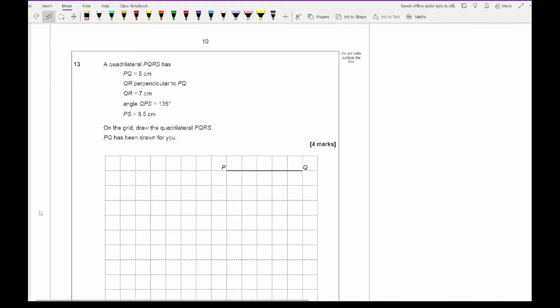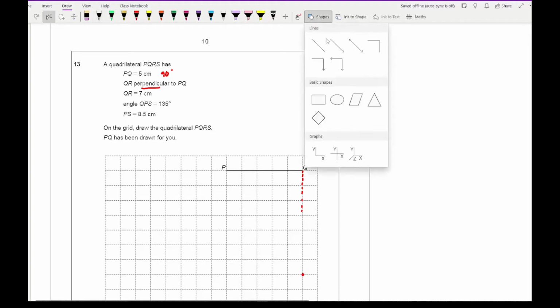Now this is to do with construction, so the first thing we need to notice is that perpendicular means 90 degrees. So what I need to do is draw a 90-degree line from here and measure 7 centimeters. So just count the squares, 1, 2, 3, 4, 5, 6, 7. So that point is going to be a straight line going through there.